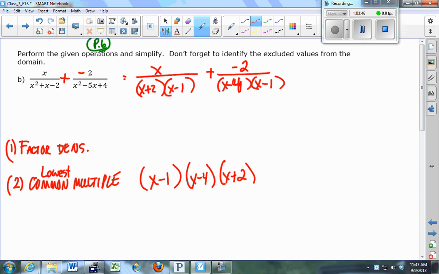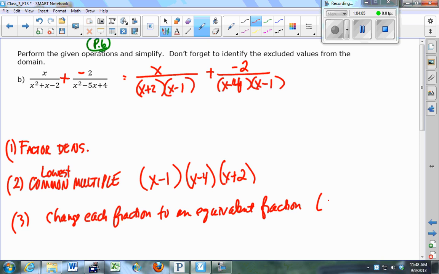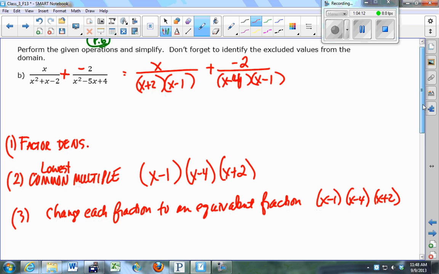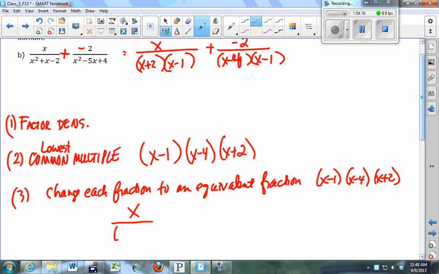Okay. So now this is the tricky part. You now have to change each fraction to an equivalent fraction. This is where the time comes in. With this denominator. Okay. So I've got to take my first fraction, which is x over x plus 2, x minus 1, and I need to make an equivalent fraction. This is like going from 4/5 to 12/15. You're raising to higher terms. You want to now make it into a fraction that has x plus 2 in the bottom, x minus 1, and x minus 4, so that you have your common denominator or your common multiple.